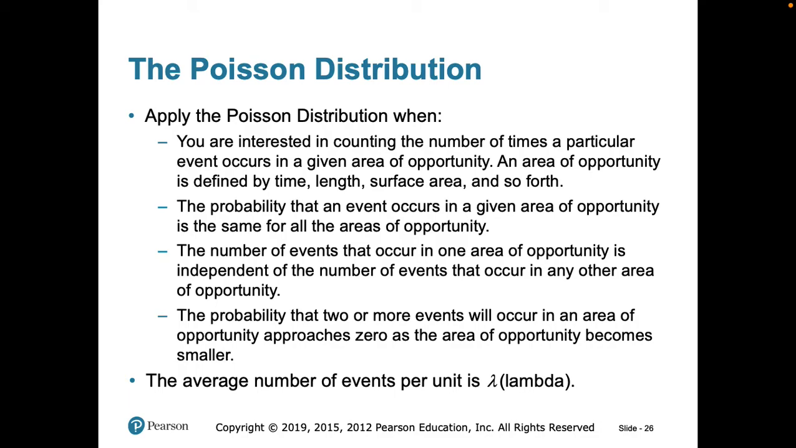The number of events that occur in one area of opportunity is independent of the number of events that occur in another area of opportunity. And the probability that two or more events will occur in an area of opportunity should get close to 0 as that area becomes smaller. And then the average number of events per unit is going to be lambda.